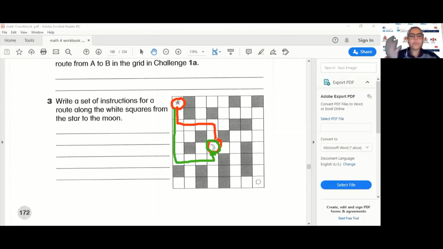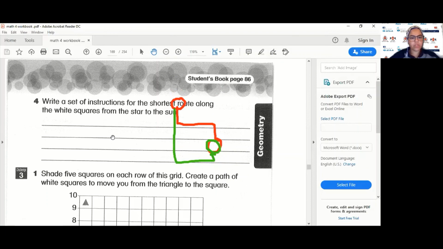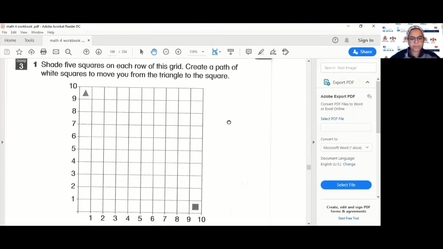So it's up to you. Choose whatever you want and just write the instructions that you are going to follow, okay? So this is question number 3. Question number 4, he wants you also to set the instructions for the shortest route along the white squares from the star to the sun. So you are going to do the same thing.